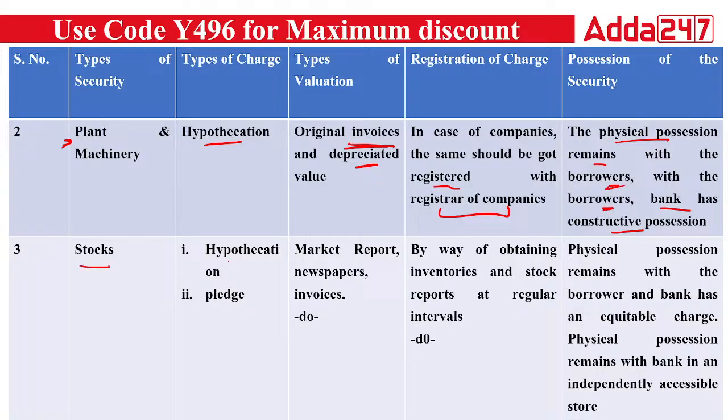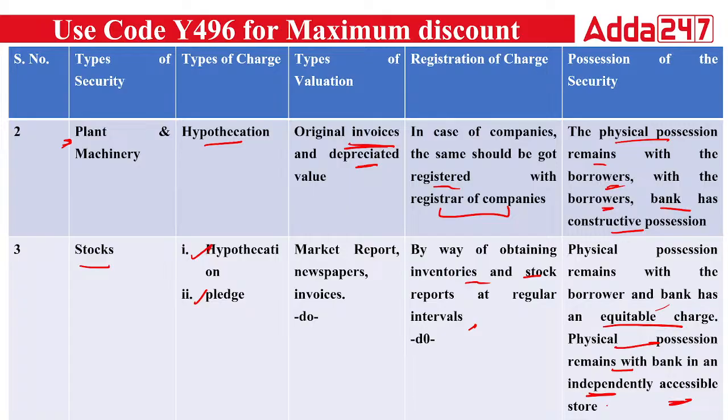Now stocks are also counted under hypothecation and pledge. Both are movable. The only difference is that the possession in hypothecation remains with the borrower and in pledge it remains with the lender. That's the only difference. Market reports, newspaper and invoices will all be covered here. By obtaining inventories and stock reports at regular intervals, it will be done as a registration of charge. Next, physical possession remains with the borrower and the bank has an equitable charge. And in case of pledge, physical possession remains with the bank in an independently accessible store.